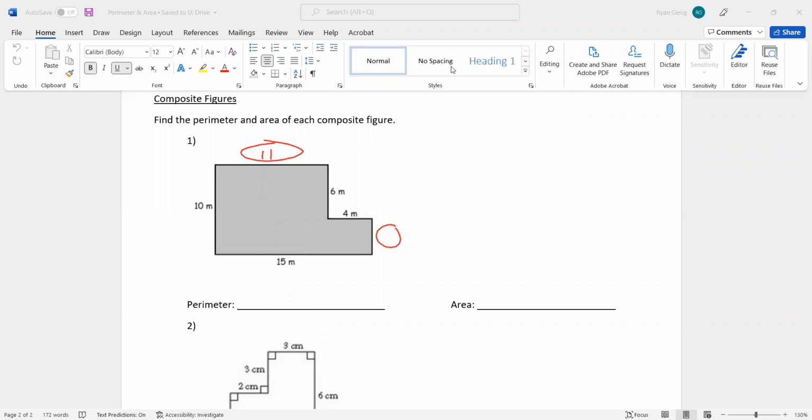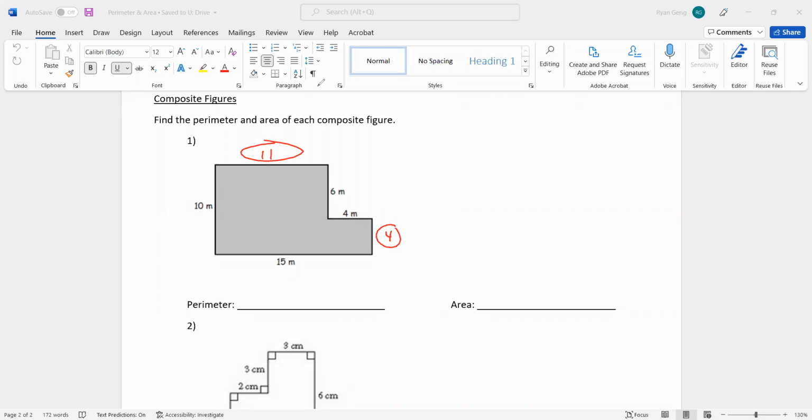Okay. And now we'll look at the vertical. So the vertical total is 10. Well, I've already got 6 of that, right? So what's left is 4. All right, so the 2 vertical pieces, 4 and 6, need to add to 10, and they do. Okay, so now I've got my 2 missing sides.